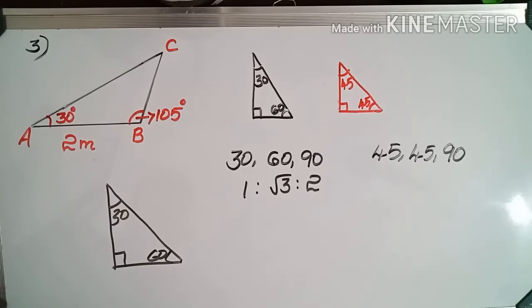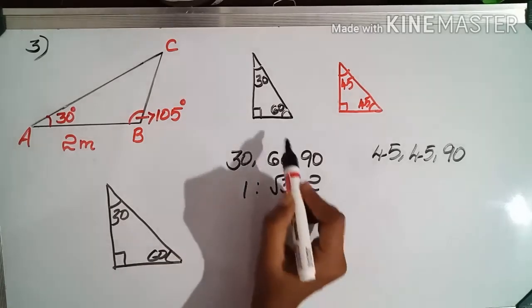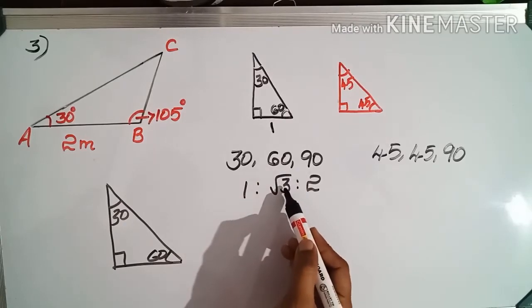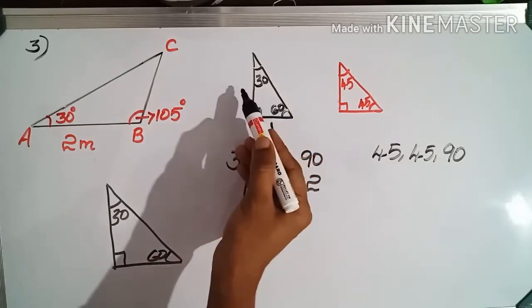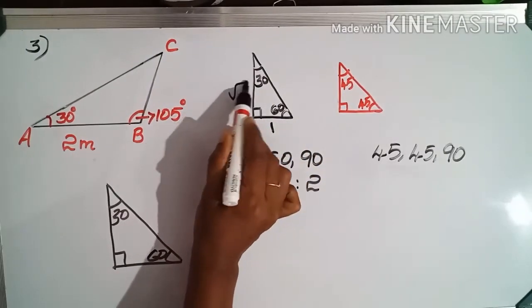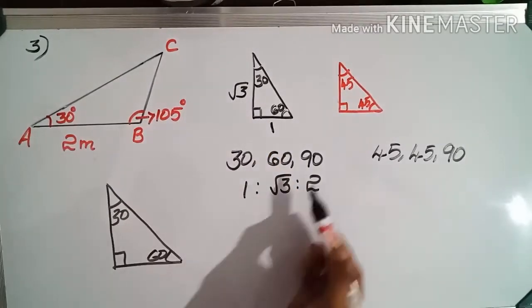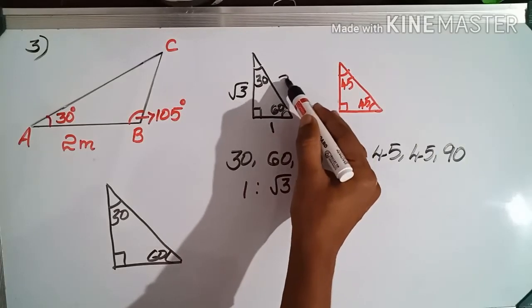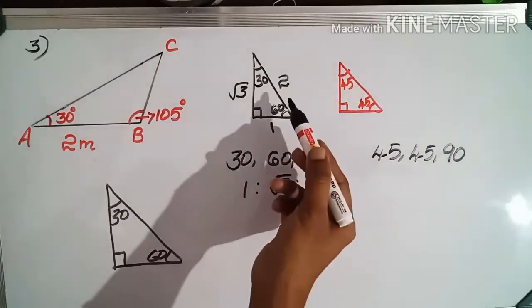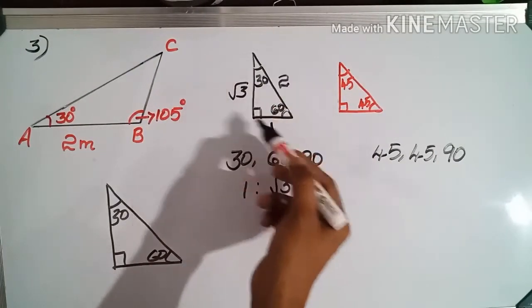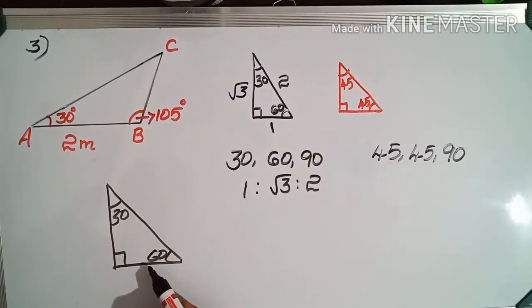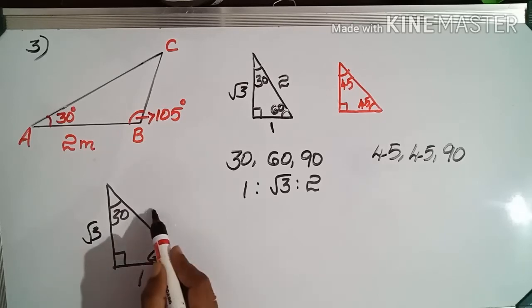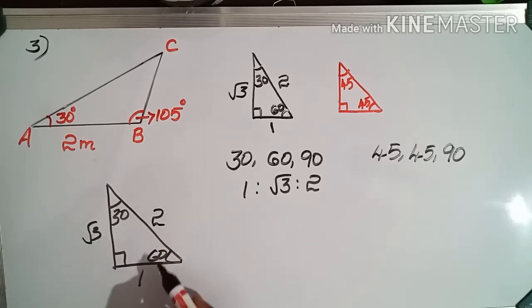That means the 30 opposite will be 1. The 60 degree opposite is root 3. So 60 here, and 60's opposite is this portion, which will be root 3. Then the 90 opposite is 2. So 90 here, its opposite, that is the hypotenuse, will be 2. This is not the sides, it is the ratio. Here also 30 opposite will be 1, 60 opposite will be root 3, 90 opposite will be 2. But these are not the sides.